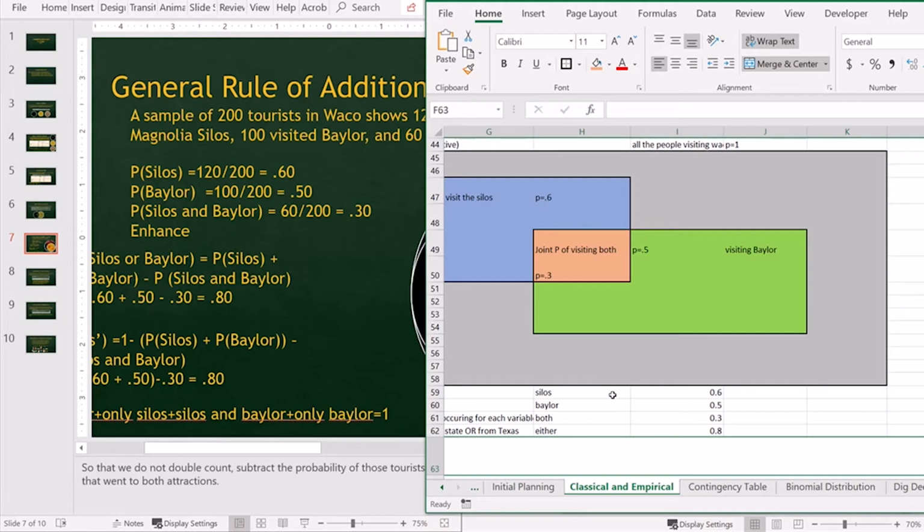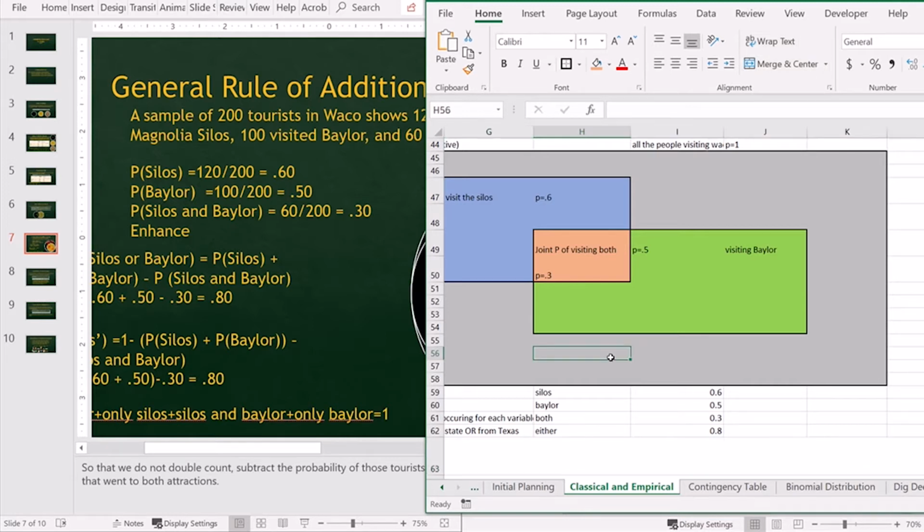Now, what is the, yes? I was going to say, if it was drawn to scale, could you just add up the boxes of both and then divide it by the total? Theoretically, yes, but I did not draw it to scale. So what is the probability of them visiting neither? 0.2. So this giant gray area, P equals 0.2. Probability of them visiting neither.